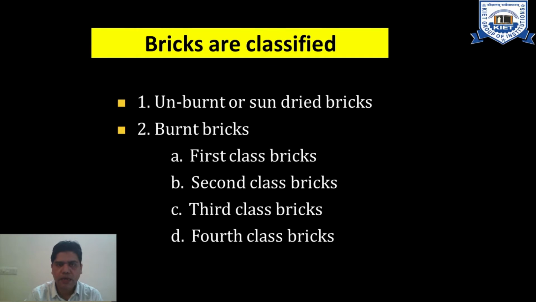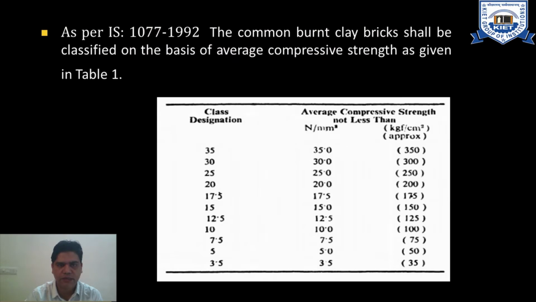The bricks are classified as follows. The bricks are classified into two broad categories, that is unburnt bricks or the sun-dried bricks, and burnt bricks. Burnt bricks are further classified as first class bricks, second class bricks, third class bricks and fourth class bricks.